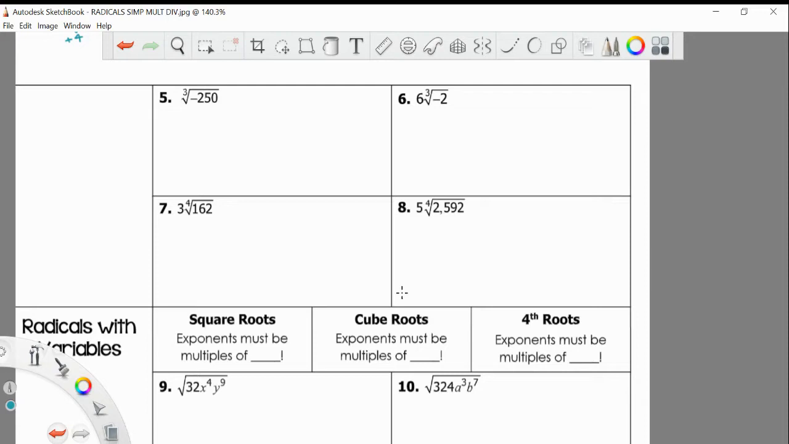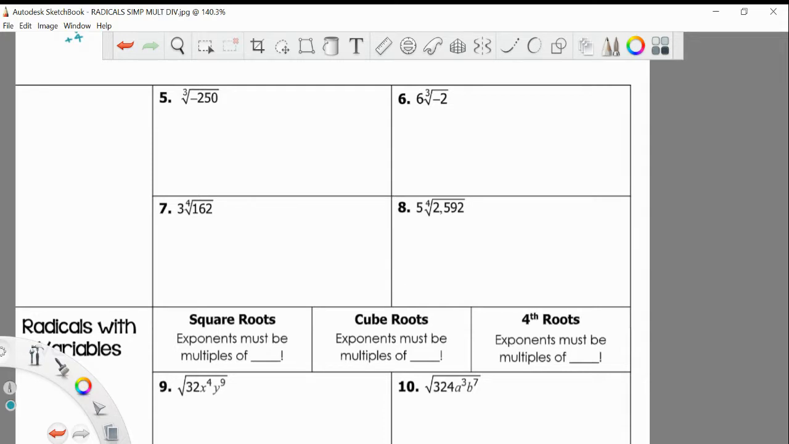All right, welcome everybody. This is going to be going through some simplifying questions and working on multiplying and dividing. So we're going to start with simplifying because that is 90% of what it takes to multiply. And then we are going to get to multiplying and dividing radicals in a second. We are going to skip around.